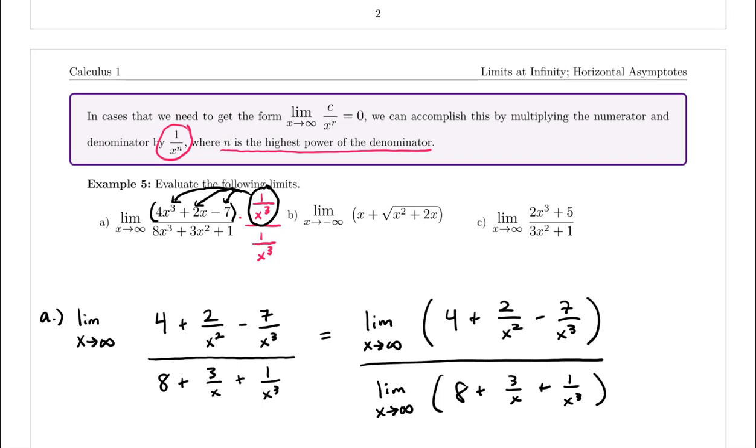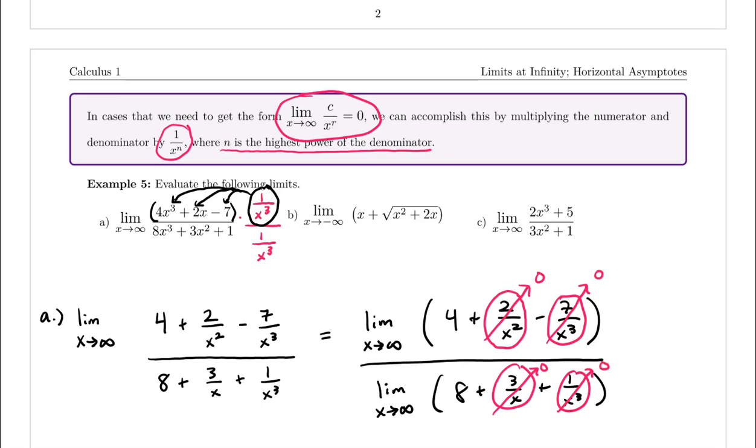And based off this theorem that we had here, we can see that all of these fractions, for example, 2 over x squared, as x goes off to infinity, this fraction goes off to 0, as well as this one. This will also go off to 0. This goes to 0 as well, and then this also goes to 0. So if I'm thinking about what happens as x gets larger and larger, this is equal to 4 plus 0 minus 0 over 8 plus 0 plus 0.